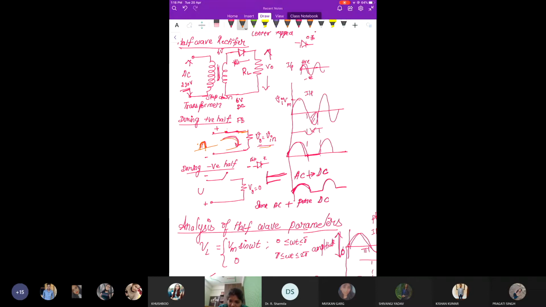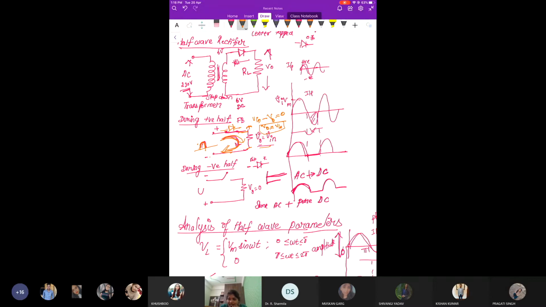So the current flow depends on the direction of the diode. The current flows in this direction, in the clockwise direction. Here we are going to take the output across plus and minus, so plus minus Vin is equal to 0. So V0 is equal to Vin. Okay, so the output voltage is equal to Vin.